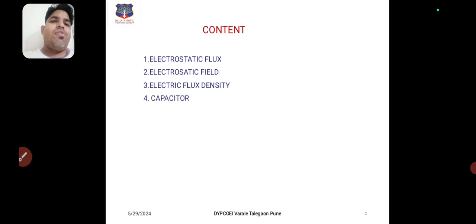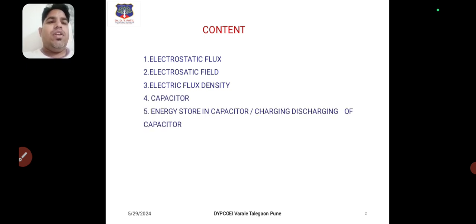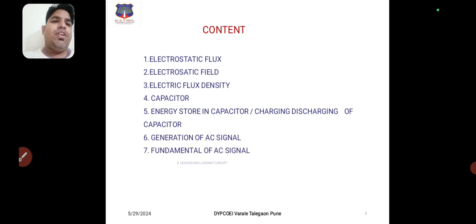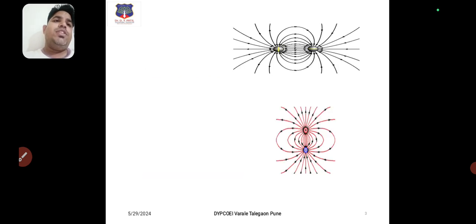This is the content which we will take: the electrostatic flux, electrostatic field, electric flux density, capacitor, energy stored in the capacitor, charging and discharging of the capacitor, generation of AC signal, fundamentals of AC signal, leading and lagging concepts, and phasor representation.